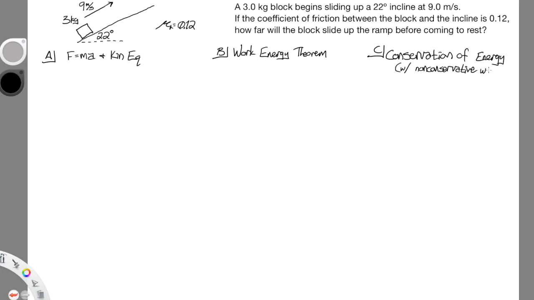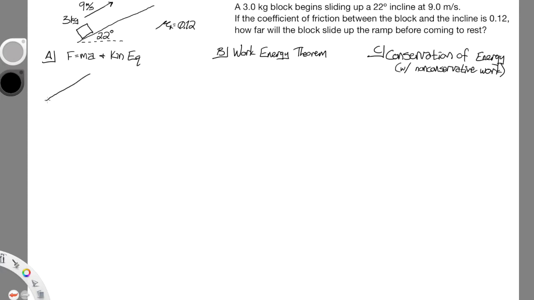And the goal of this will be for us to get the same answer all 3 times, no matter which method we use. So to start with, let's do our F equals ma, one we should be fairly well familiar with by now.